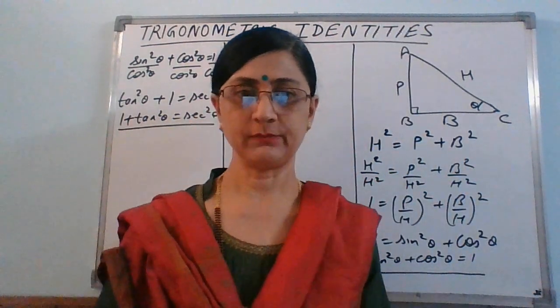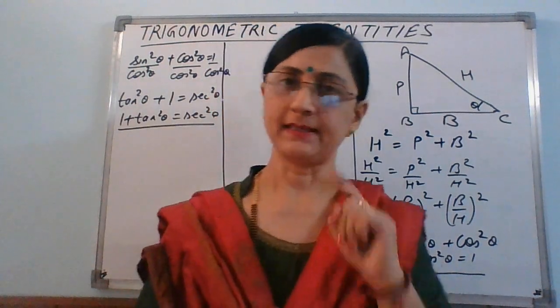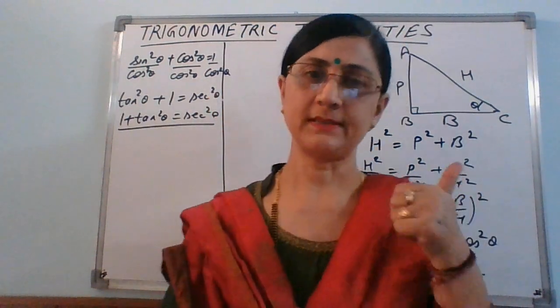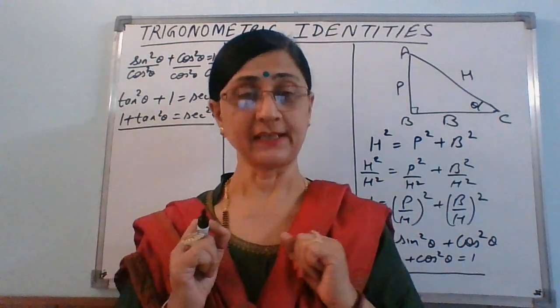So the first identity was sin square theta plus cos square theta is equal to 1. The second identity is 1 plus tan square theta is equal to secant square theta. Now the third identity can be derived.